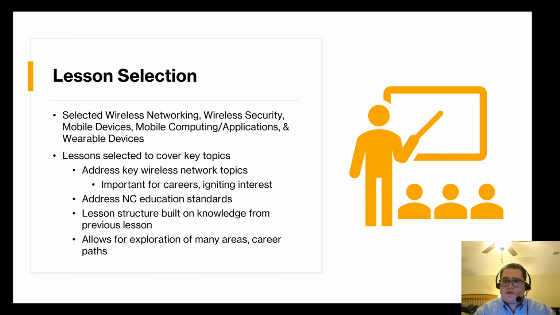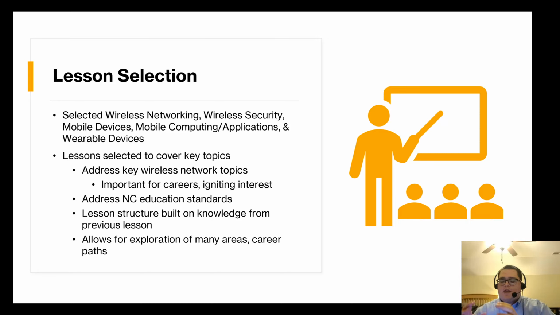The lesson structure is also built to build on each other. So lesson 1 gives you a base understanding, and lesson 2, wireless security, adds on to that base understanding by saying, okay, so now you understand what a wireless network is, how to set up a small one. Now, how do you secure the small one? And from there, we delve down into more specific devices. So we delve into mobile devices, which students may be more familiar with.